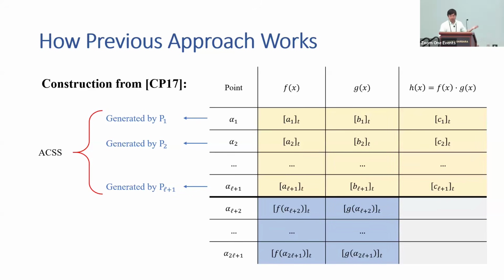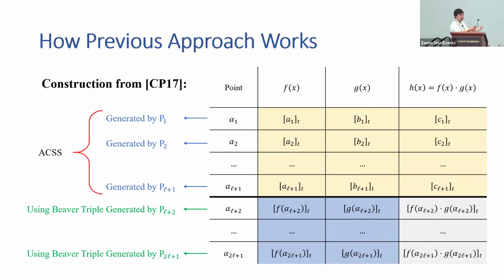We cannot do the same for H because H is the multiplication of F times G. So the degree of H is actually 2L, right? We still need more points. So what we do is to use, again, Beaver triples, the Beaver triples that the other parties generated to actually perform this multiplication. So the parties, for example, L+2 up to 2L+1, we will use those Beaver triples to compute the multiplications of the blue rows. So let's look into this approach.